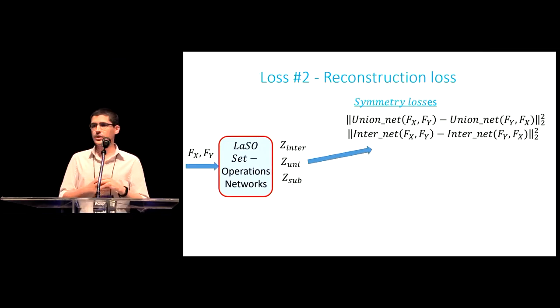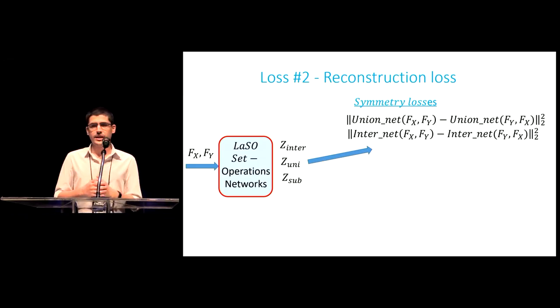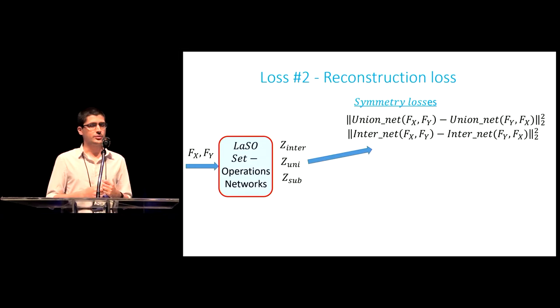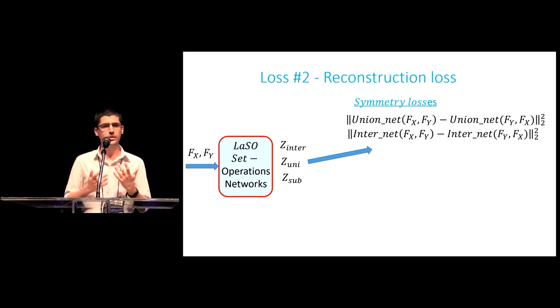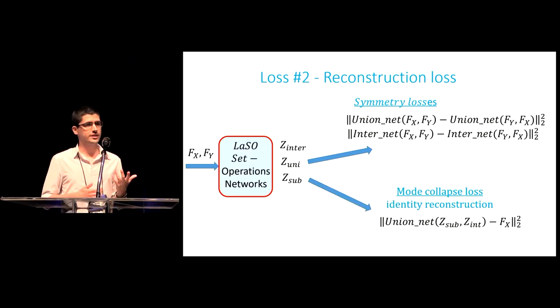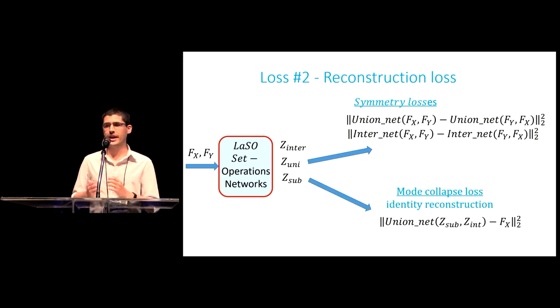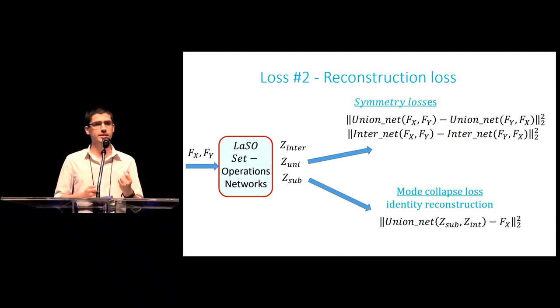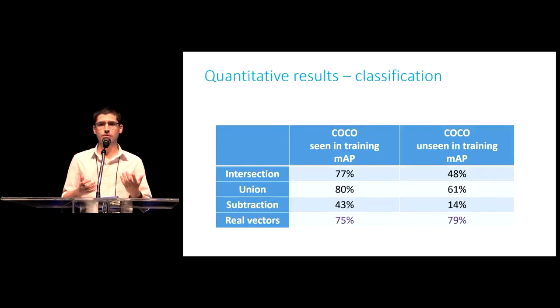The second kind of loss we have is the reconstruction loss. The first variation of it using MSE is the symmetry loss. It ensures that the outputs of the union and intersection networks will remain the same even if the order of their inputs is flipped. The mode collapse loss helps in increasing the diversity of the fake outputs by creating a cycle loss between fx and its synthesized reconstruction with the fake lasso vectors.